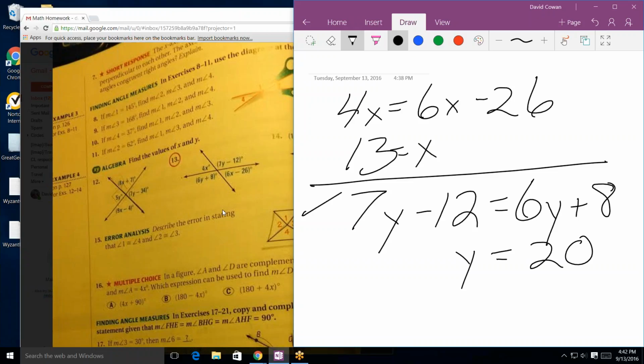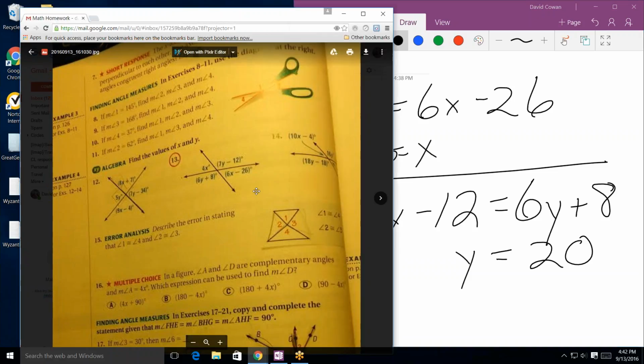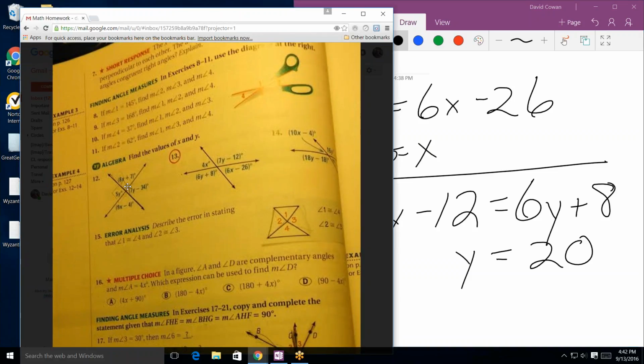Now, there are going to be some geometry problems where you have to solve for x and then take that answer and plug it in and go forth like that. So I'm not saying you would never have to do that, but always solve these things in the easiest way possible.